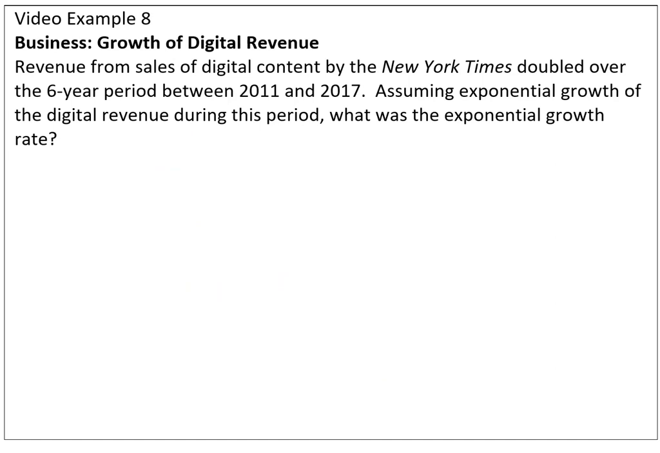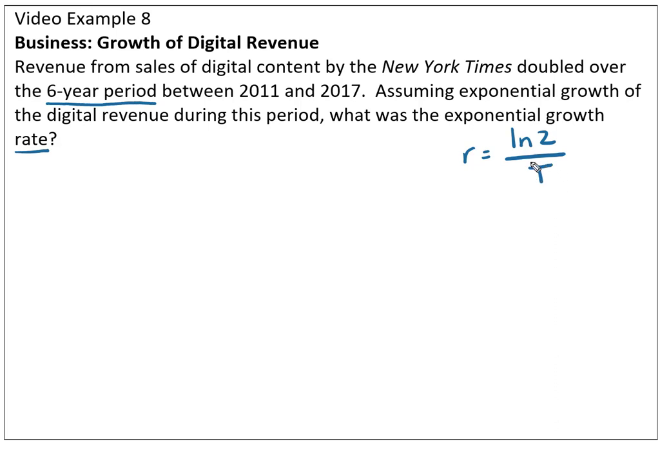For video example 8, the question says, revenue from sales of digital content by the New York Times doubled over the 6-year period between 2011 and 2017. Assuming exponential growth of the digital revenue during this period, what was the exponential growth rate? Now for this question, we know how much time it took to double, but we don't know the growth rate. So we're actually going to be solving for rate instead.